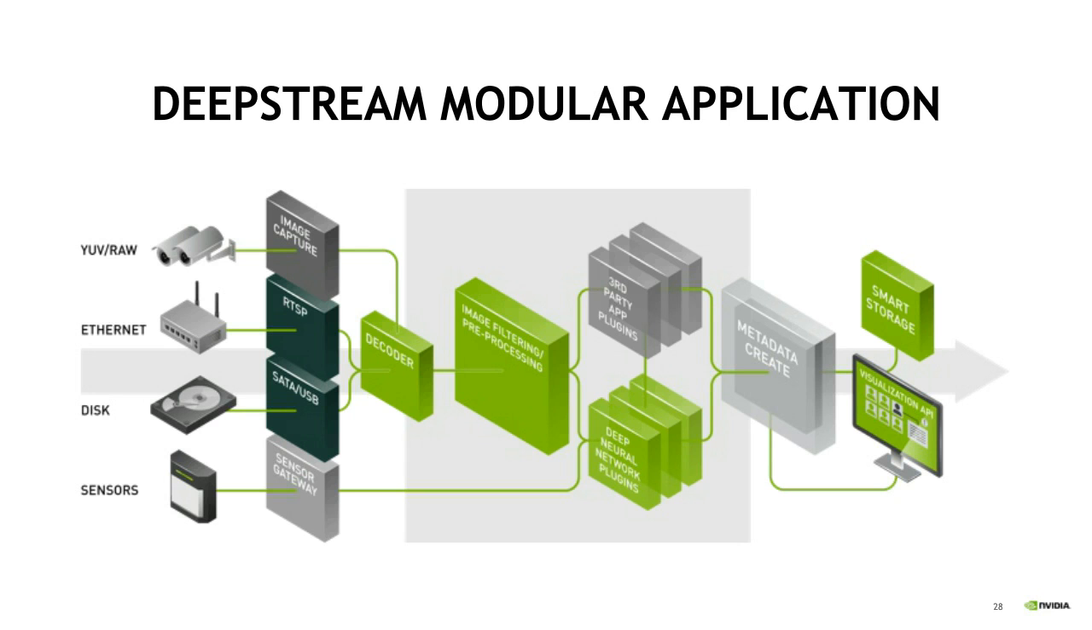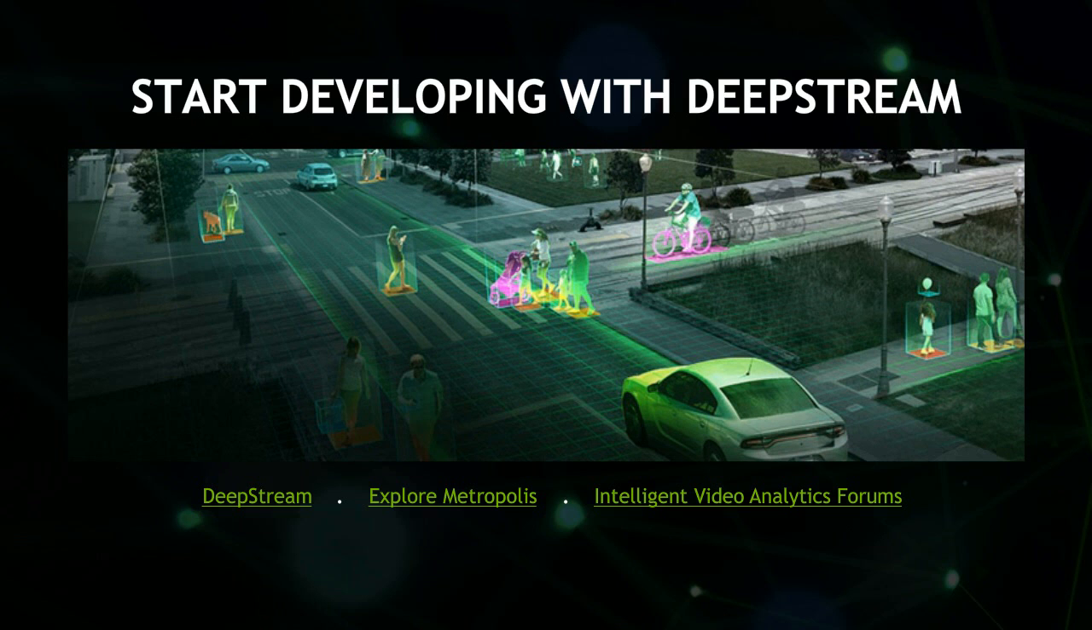Whether you are well underway in developing an IVA application or you are exploring potential opportunities, DeepStream can help you accelerate your IVA application development using deep learning on NVIDIA hardware. Please visit our website to learn more about how to download the DeepStream SDK, explore our Metropolis platform for smart cities and the large ecosystem of partners, and collaborate with other developers on our IVA forums.